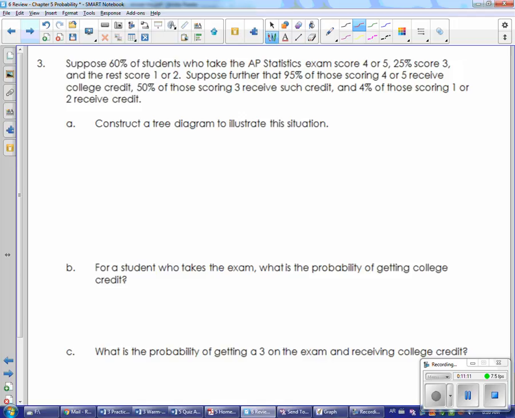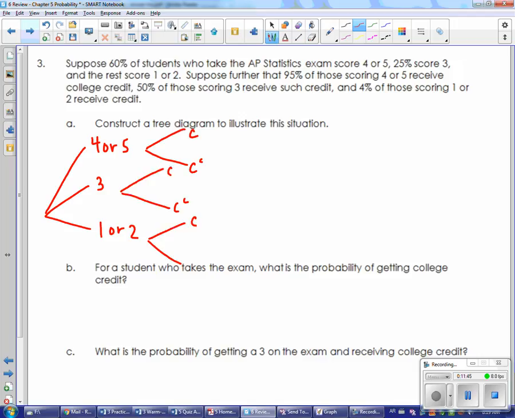So a tree diagram is best when you've got a sequence of events. And in this case, I'm going to have the score coming first, and then whether or not the student receives college credit is going to come second. Now, even though there's 5 outcomes or 5 values that the score can take on, it looks like we've split it into 3 categories. So we've got either a 4 or a 5, we've got a 3, and we've got a 1 or a 2. And then from there, the student is either going to get credit or no credit. Credit or no credit. Credit or no credit.